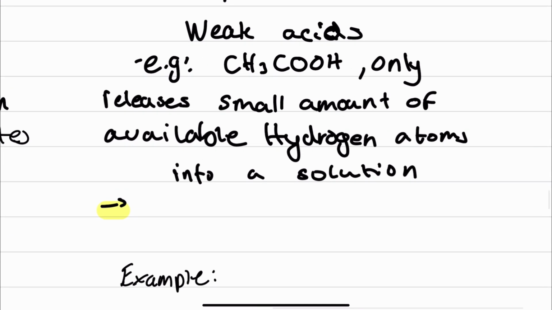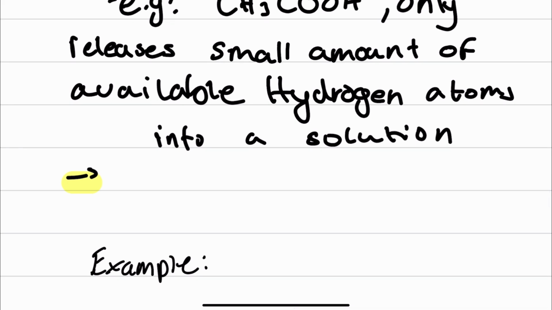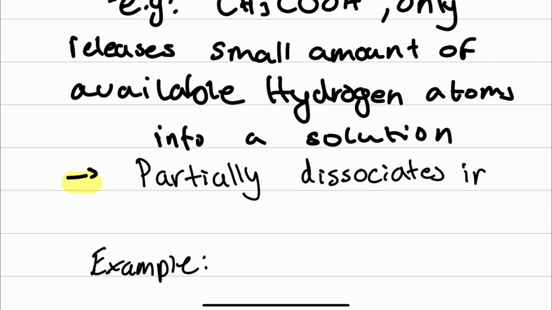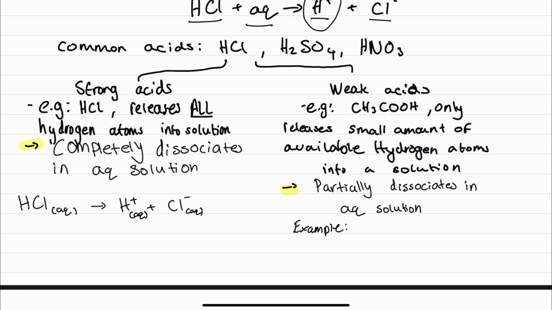Weak acids, such as CH3COOH, only release a small amount of available hydrogen atoms into a solution. Therefore, if you were asked for the definition of a weak acid, it would be any compound that partially dissociates in aqueous solution. Now, these two definitions are very key to this chapter and must be of note.